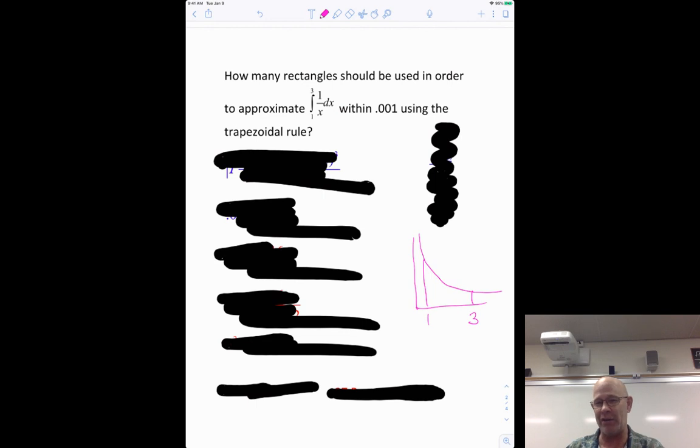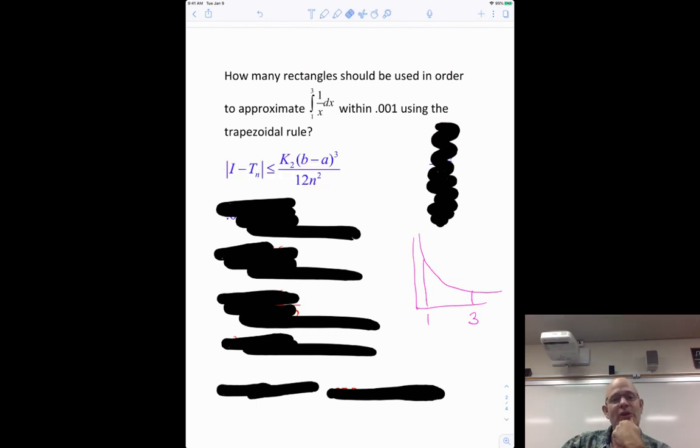Remember, the error is never exact. It's just the biggest. So there's the formula for the trapezoidal rule. The actual integral minus the trapezoidal rule. The important thing is that it's K2 times b minus a cubed over 12n squared. Whoops, I jumped some steps here. Sorry, I'll show you what I just did.